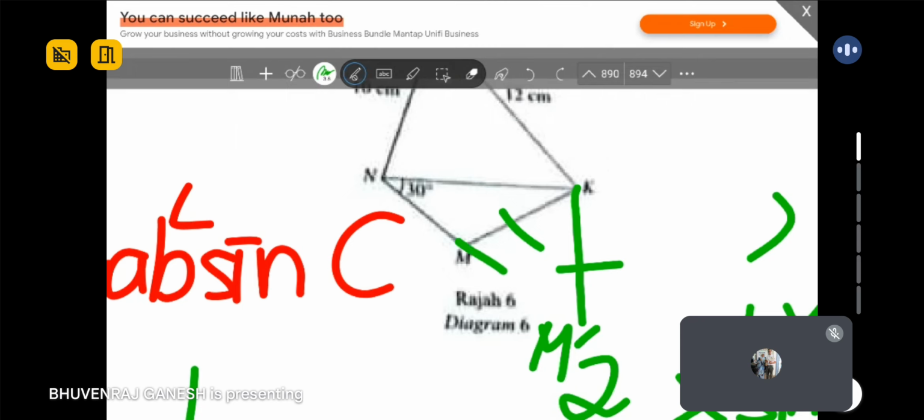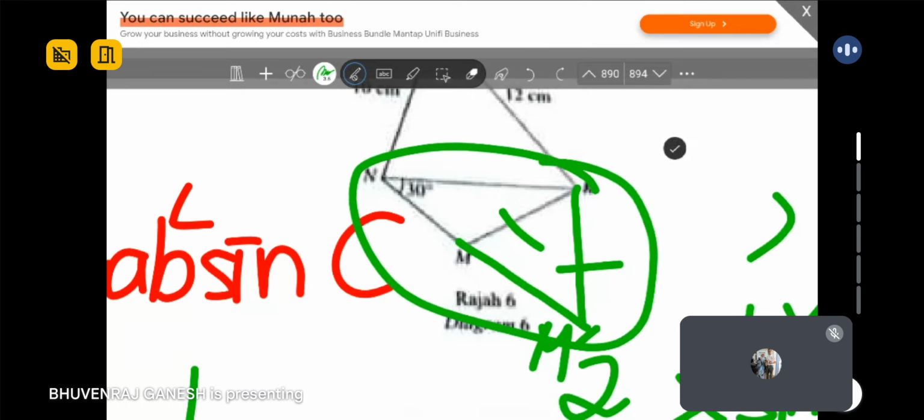This is what I call as isosceles triangle guys. Boleh nampak tak guys? So tengok, ini adalah satu segitiga baru dah. This is a new triangle. Do you all understand? 1 or 2? Satu atau dua untuk yang ni. So this is how you form guys. Apa tak faham? Very simple guys.